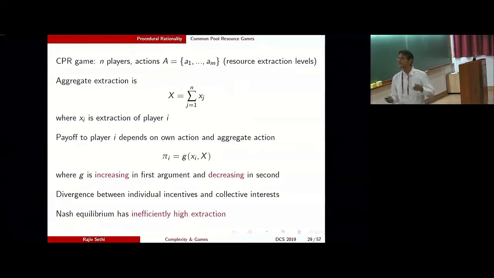No, this is not the damage. This is my total payoff, including my net benefit. So I benefit from taking out the fish, but the damage is from how much other people are taking.